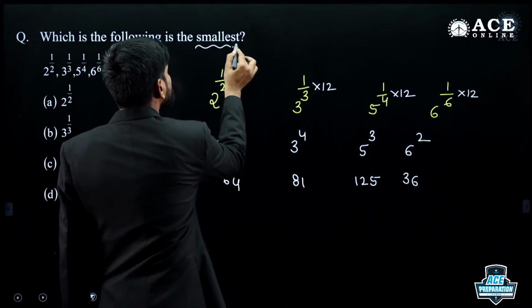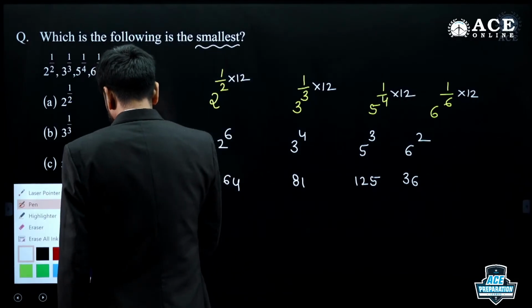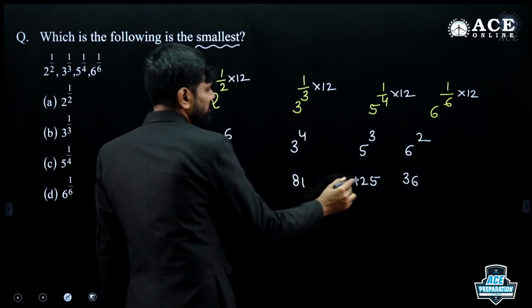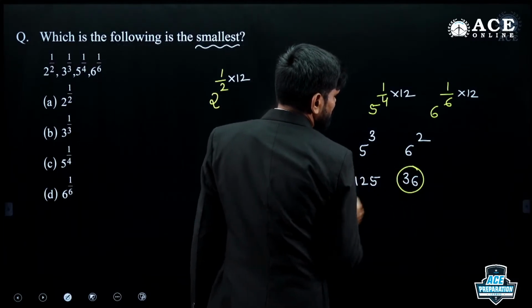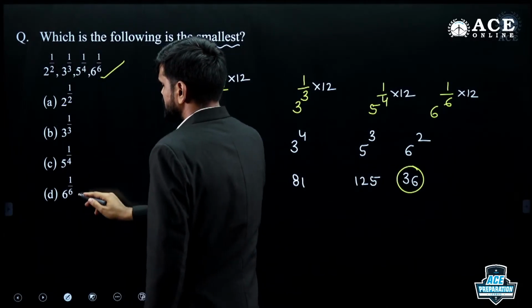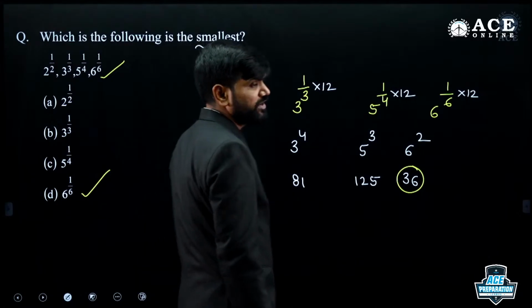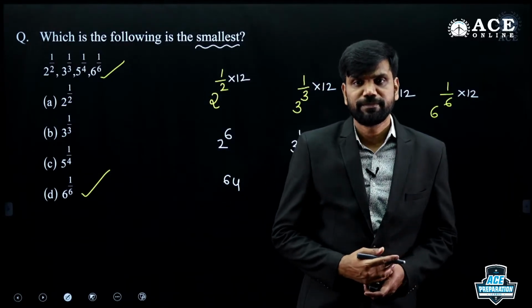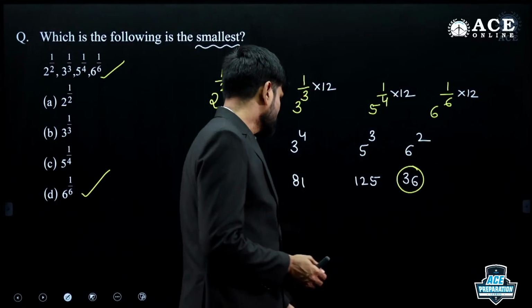Which is the smallest among them? Which is the smallest among the values we have got? The smallest among them is the last one. So which is the last one here? 6 to the power of 1 by 6. Hence your answer has to be option D. Right? Please make a note of it.